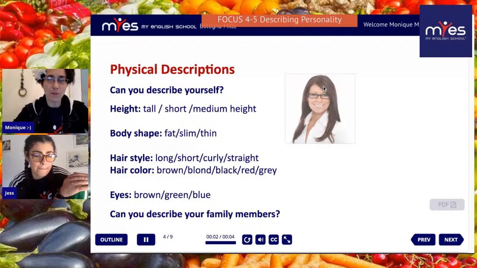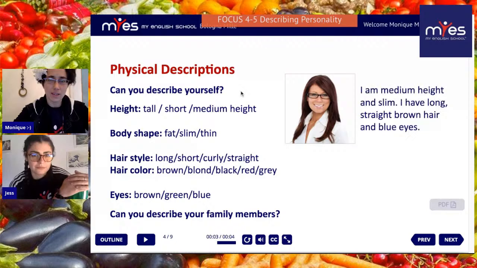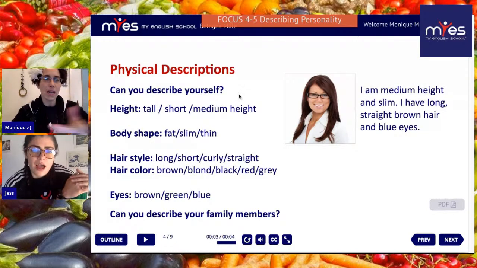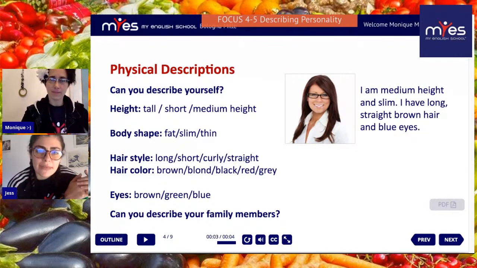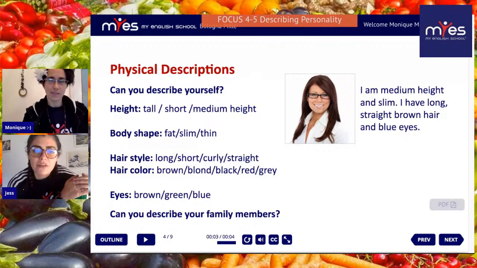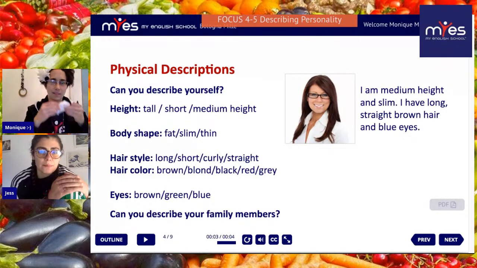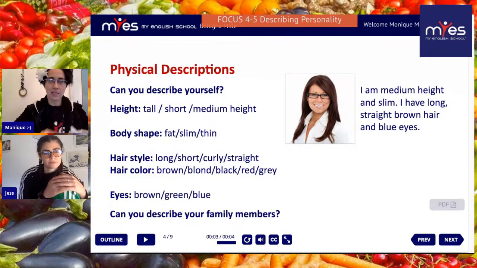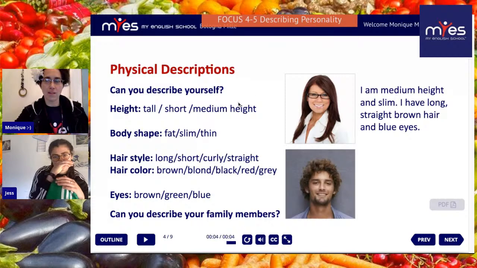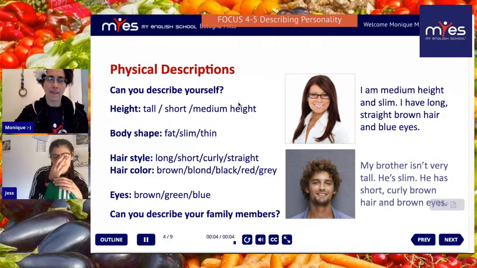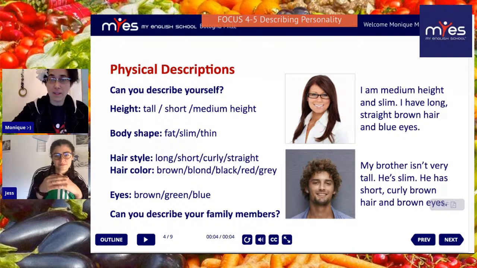Let's move forward. We see our jolly friends here. Shall we read? Go for it. Read about Penelope. I am medium height and slim. I have long, straight brown hair and blue eyes. Yes. Lovely. And I will read about Jesse. My brother isn't very tall. He's slim. He has short, curly brown hair and brown eyes.